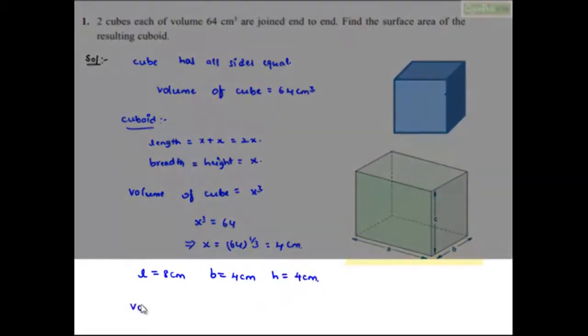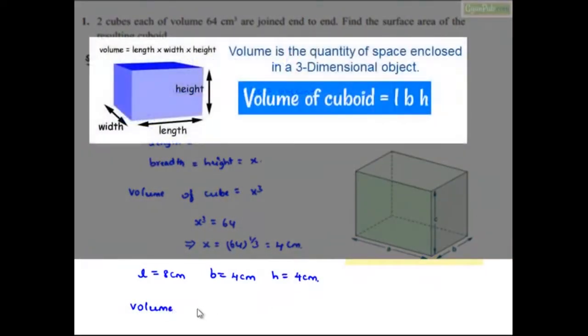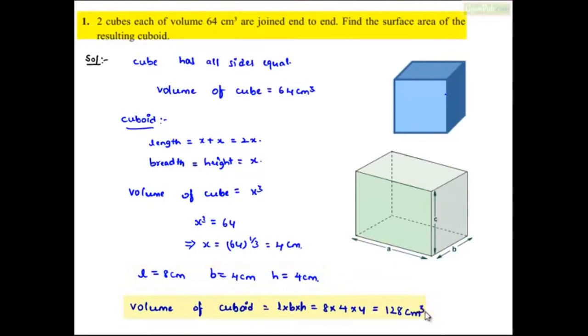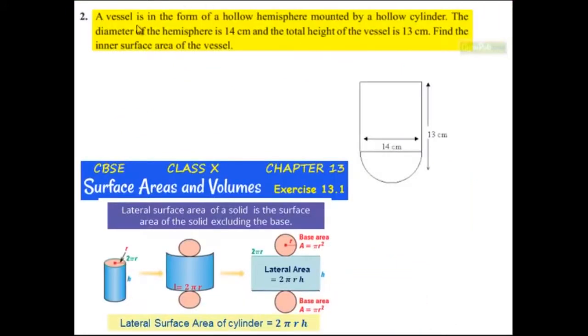Therefore we know the volume of a cuboid is equal to the product of length, breadth and height, which is equal to, here length is 8 and breadth is 4 and height is 4. Therefore here 4 times 4 is 16 and 16 times 8 is 128 centimeter cube. That is the answer. Now moving on to the second question.